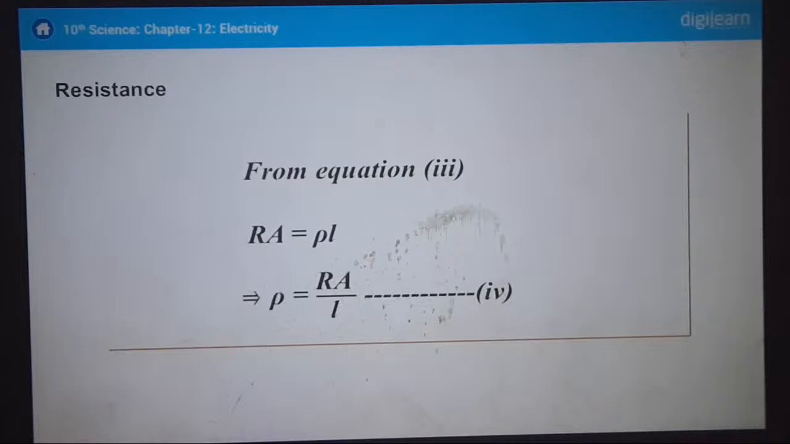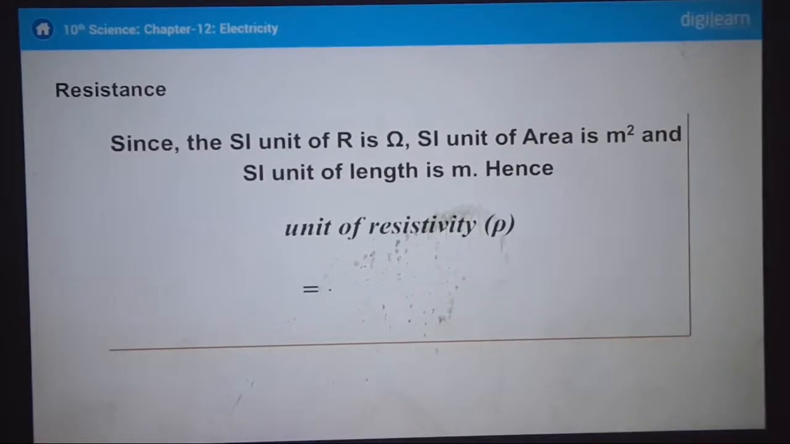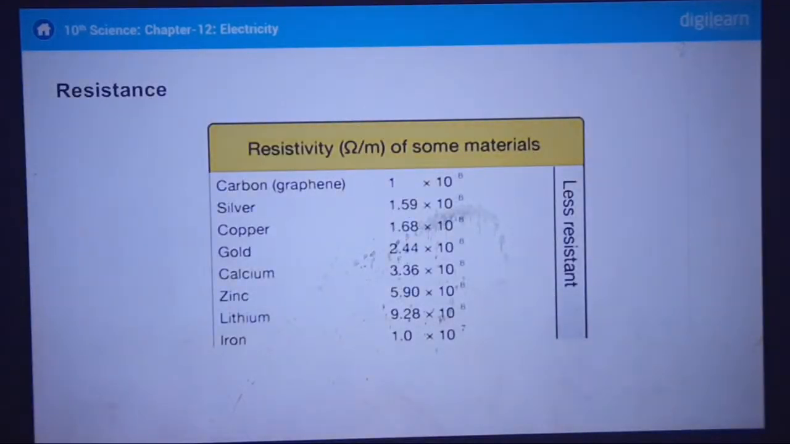The SI unit of resistivity. Since the SI unit of R is ohm, the SI unit of area is meter square, and the SI unit of length is meter, the unit of resistivity ρ = ohm × meter square / meter = ohm meter. Thus, the SI unit of resistivity ρ is ohm meter.